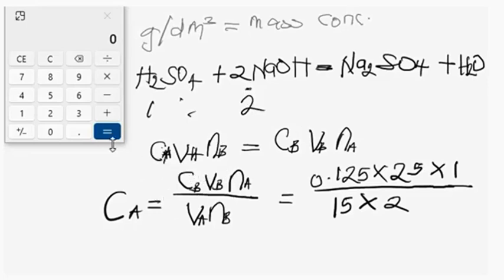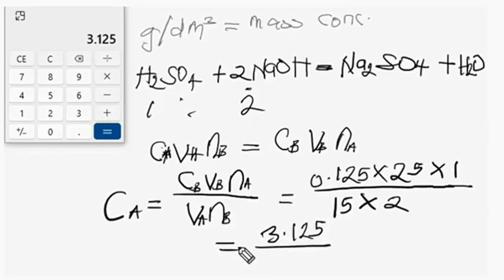So guys, if we do that, let's quickly go ahead and make use of our calculator. So here you have 0.125 times 25, and that's 3.125. So if you multiply this by 1, it's still 3.125. So we'll just go ahead and write 3.125 here.